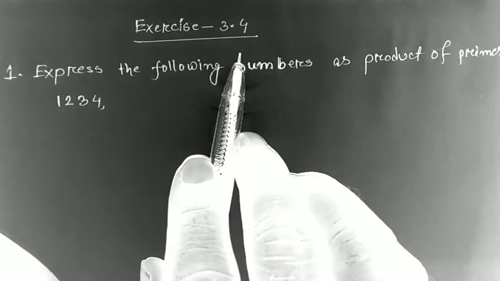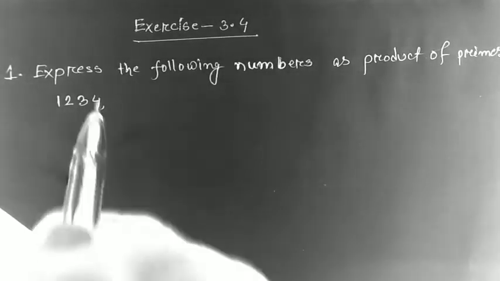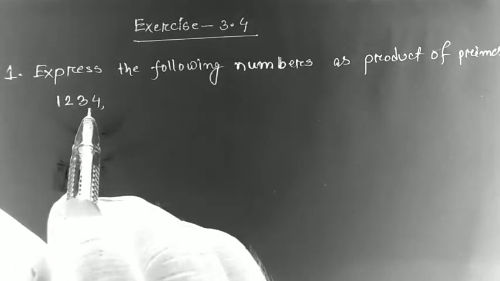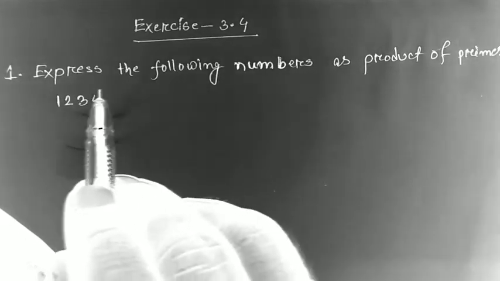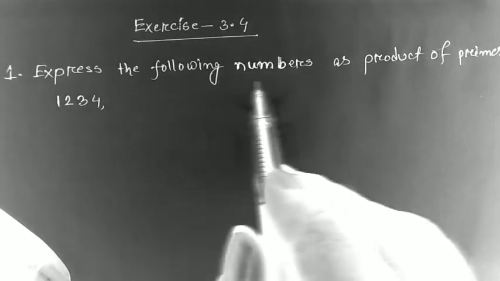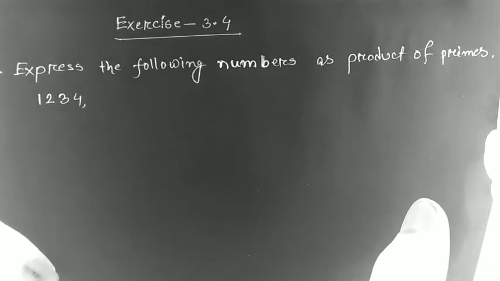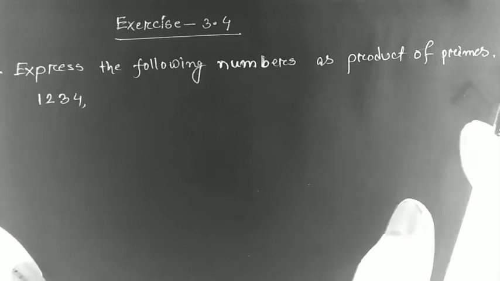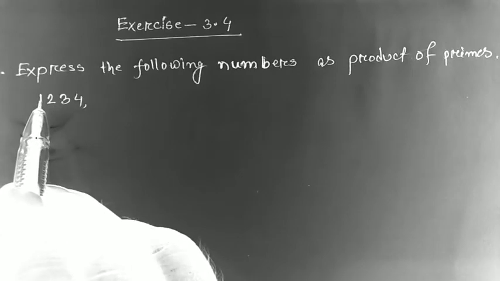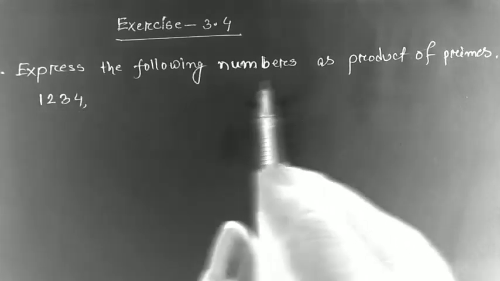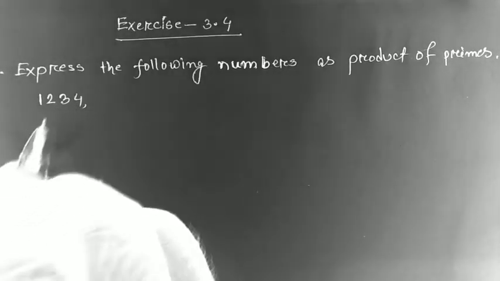So exercise 3.14, question number 1: express the following numbers as product of primes. There are many numbers. I have taken one such number, 1234. We have to express it as a product of prime numbers, which you learned in the first chapter of your general mathematics. In that chapter also you have done this, very easy. We have to express this number as the product of prime numbers, so for that we have to find the prime factors of this number.